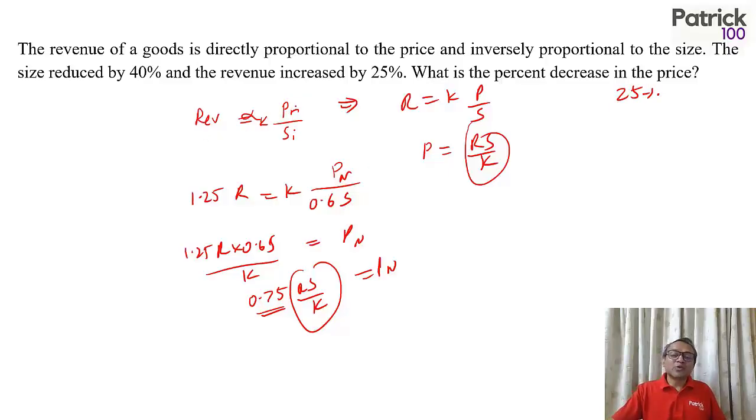Right? Revenue is directly proportional to price, and actually you can directly do 1.25 into 0.6, but anyway, revenue is directly proportional to price and inversely proportional to size. So you do it equal to K. Once you get this, substitute the new values. So the new price you will get as 0.75 RS upon K. RS upon K is the old price. So 25% decrease.